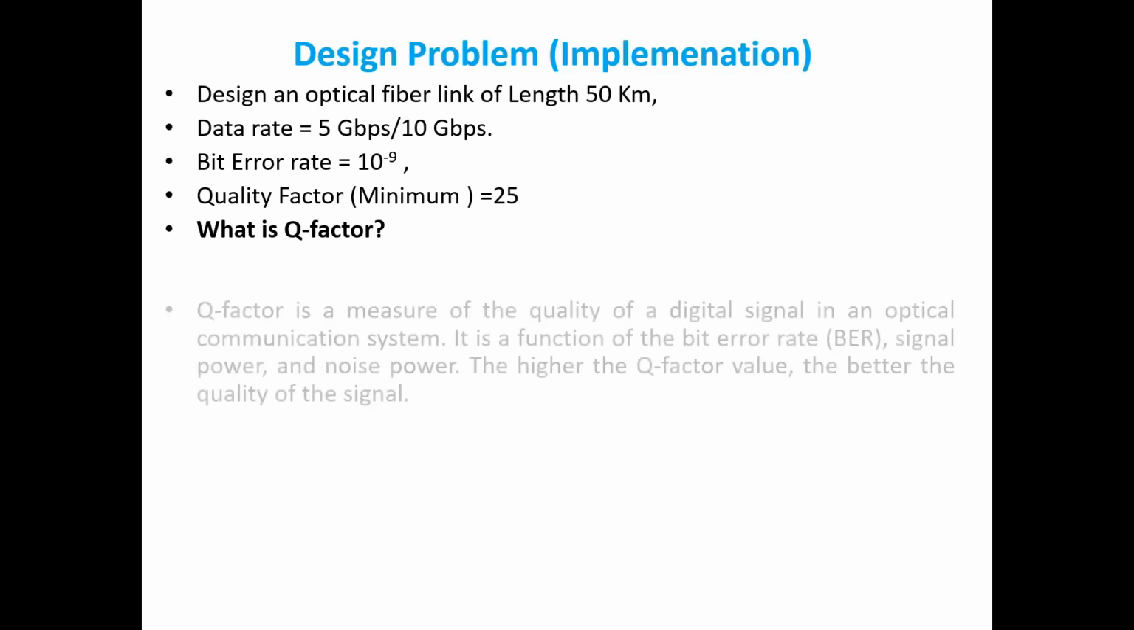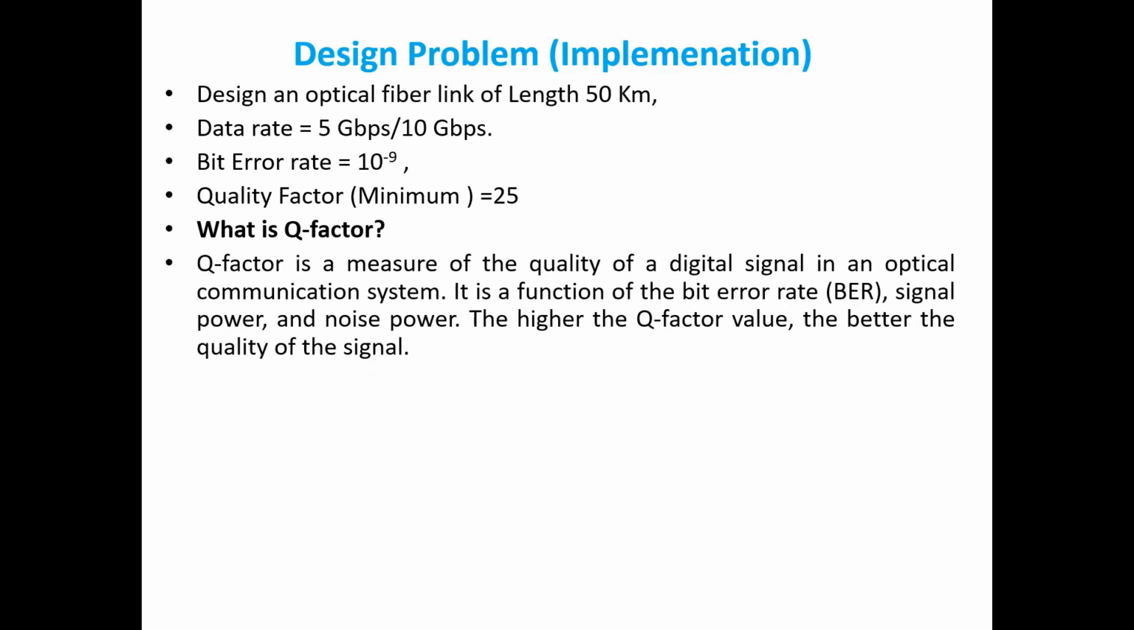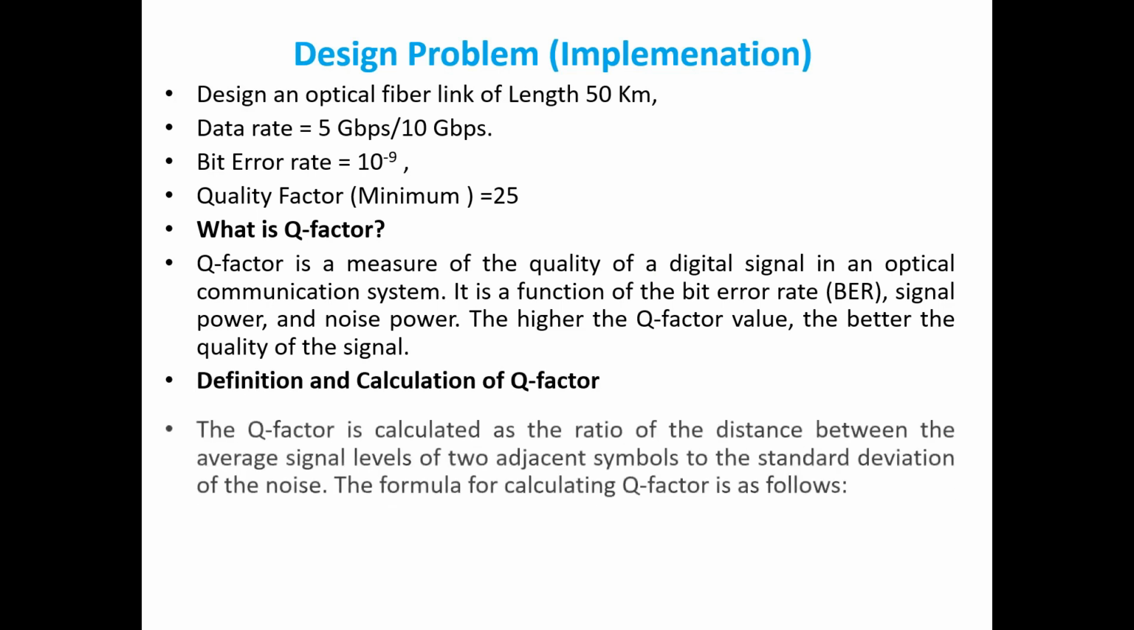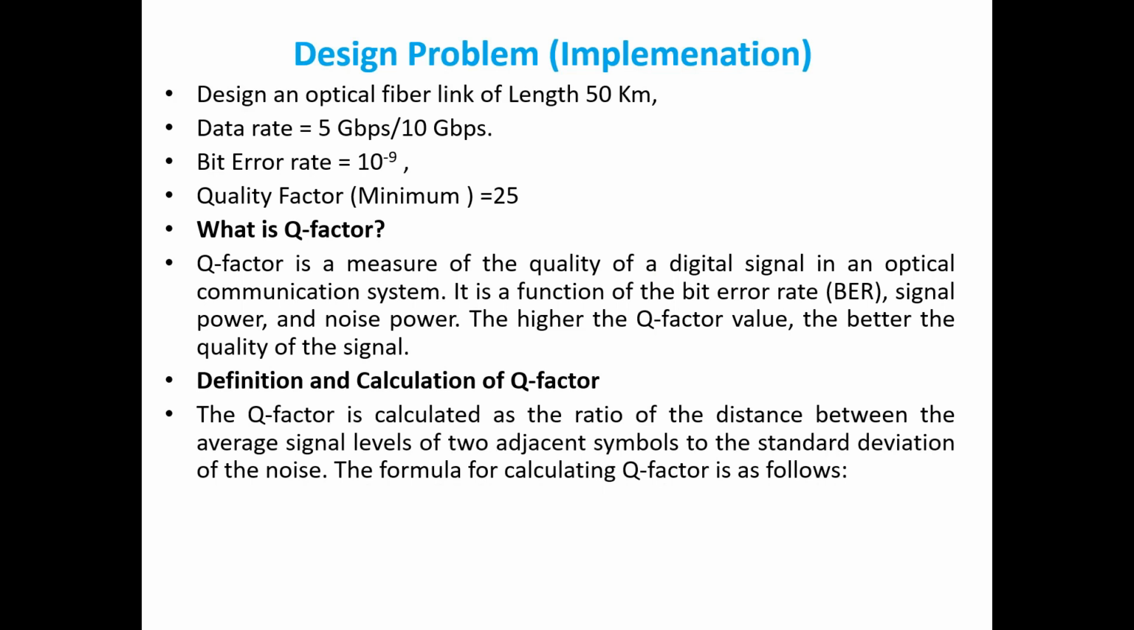So what is a Q factor? Q factor is a measure of the quality of a digital signal in an optical communication system. It is a function of the bit error rate, signal power, and noise power. The higher the Q factor value, the better the quality of the signal. Definition and calculation of Q factor: Q factor is calculated as the ratio of the distance between the average signal levels of two adjacent symbols to the standard deviation of the noise. The formula for calculating Q factor is as follows. Q factor is equal to signal level 1 minus signal level 2 over noise RMS. So it is a very useful quantity as far as any system design is concerned.